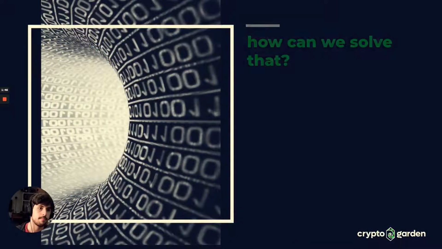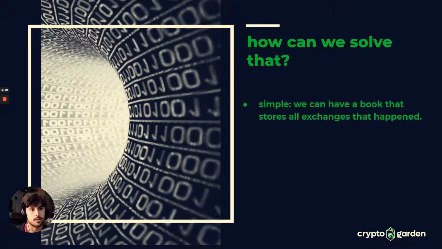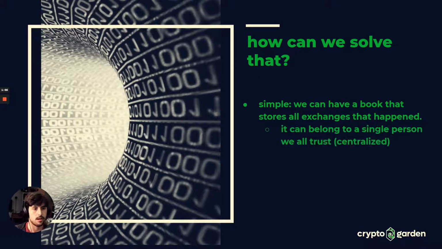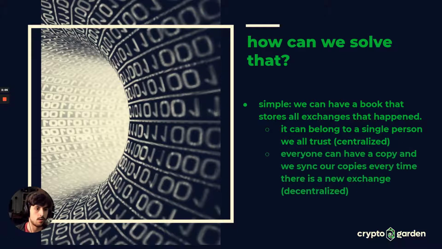Okay, so how can we solve that problem? Well, it's simple, right? We can just register all exchanges that happen in a book or somewhere. It can belong to a single person we all trust, which is a centralized solution, right? So that would be a bank or something like that. Or everyone can have a copy of that book, and we sync our copies every time there is a new exchange, which is a decentralized solution, right?